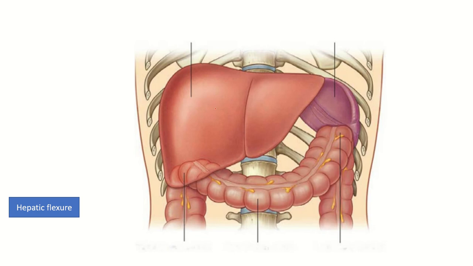So let's see here. We can see the hepatic flexure, and this is the ascending colon and transverse colon, and the junction of the two is the hepatic flexure. We can see the hepatic flexure lies in the inferior part of the liver and also in the posterior part. So the hepatic flexure of the colon lies inferior and posterior.